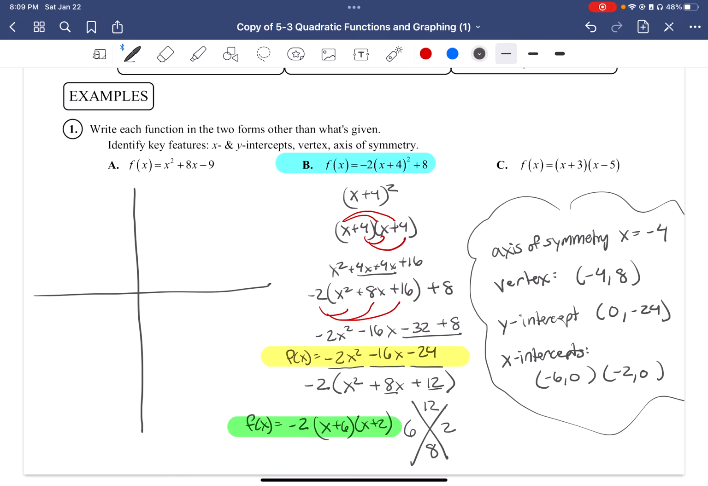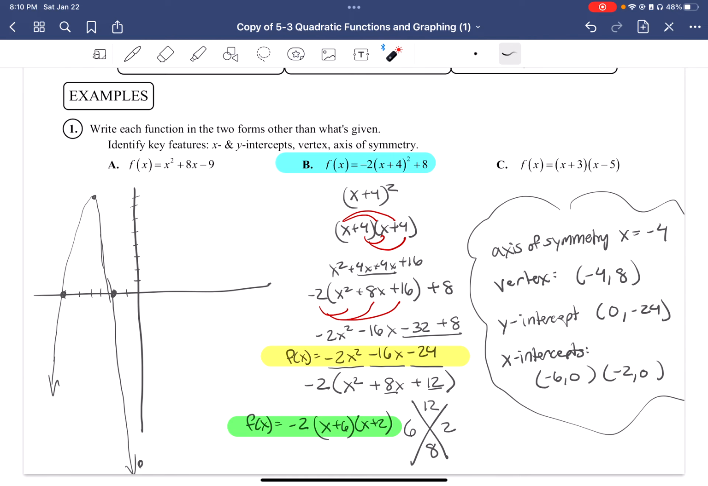All right, so starting with our vertex, we're starting about right here. Our vertex is at -4, 8, and then our x-intercepts are at -6 and -2, and our y-intercept is at 0, -24. I'm not going to draw that, but it's going to be way down here somewhere. So our parabola is going to look something like this. It's going to go down like that. If you notice, this parabola opens downward, which makes sense because our a in all of our forms is -2.